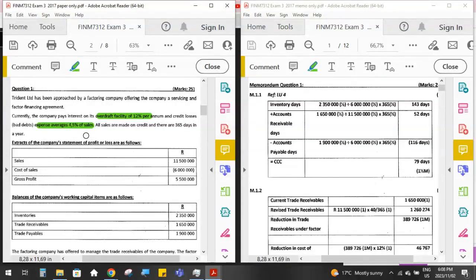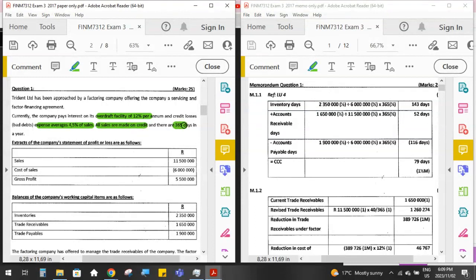Sometimes in some questions they say 4.5% of credit sales, and then you've got to work out how much of the total sales is only credit sales, etc. So you have to stay wide awake and read every word and make sure you've understood correctly what they're indicating. All sales are made on credit, so that's also very important. So all sales are made on credit. We need to know that.